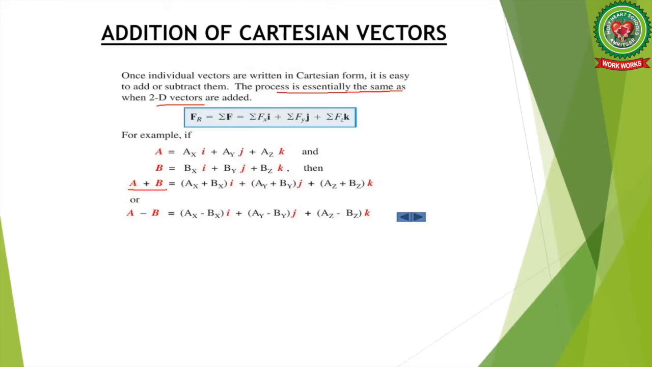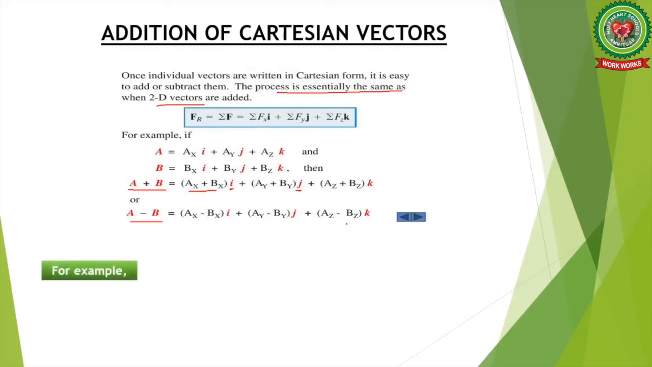No triangle law, no parallelogram law, no polygon law. What you have to do? You have to take the same coefficients and add them. Ax plus Bx with i as the common, plus Ay plus By j, because the j components are the same. Add the k component, then Az plus Bz into k. This will give you another vector. Okay. Similarly, you can do A minus B. What you have to do? You have to subtract Bx from Ax, Ay minus By, Az minus Bz.